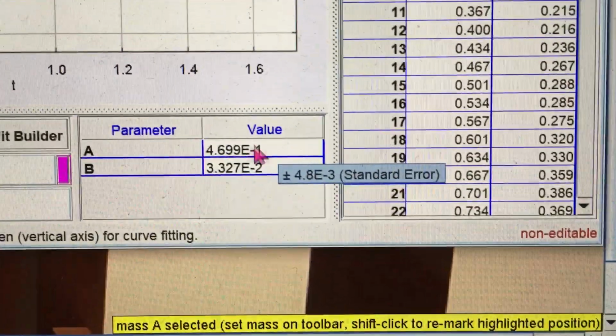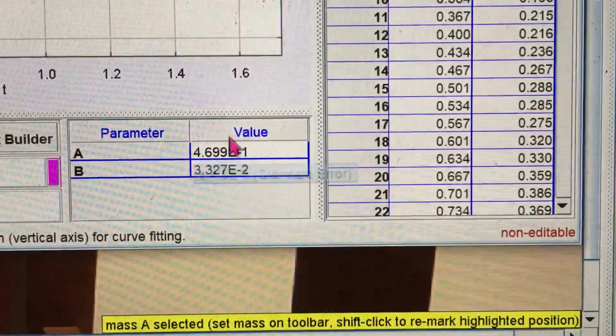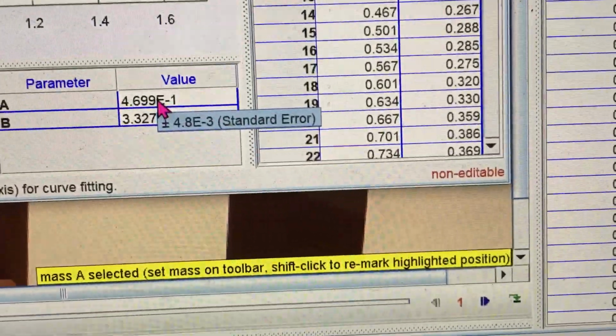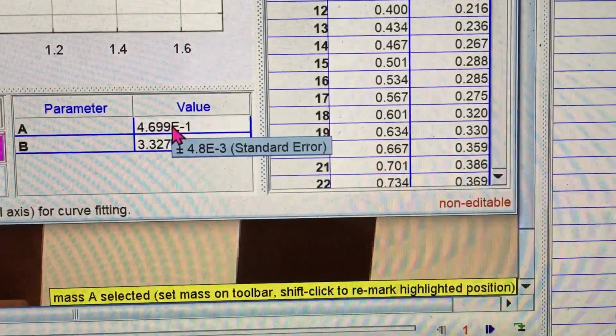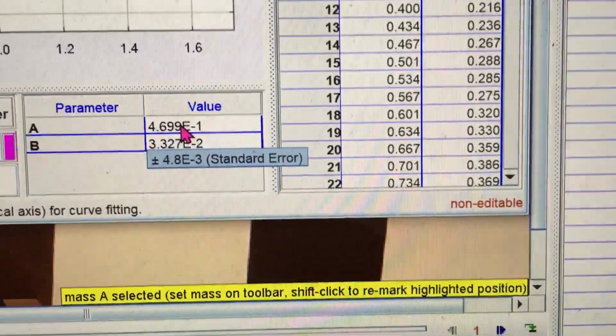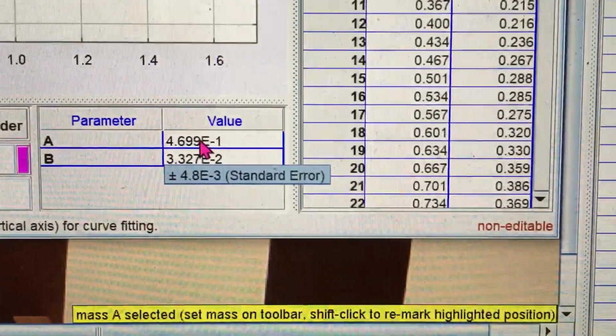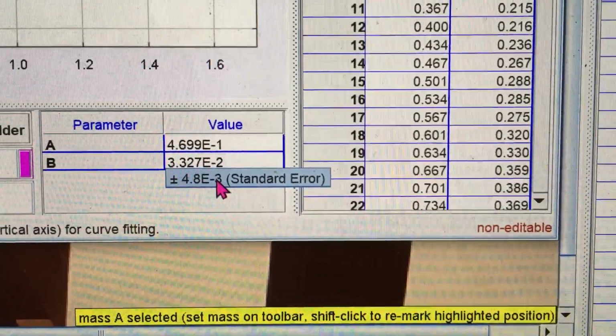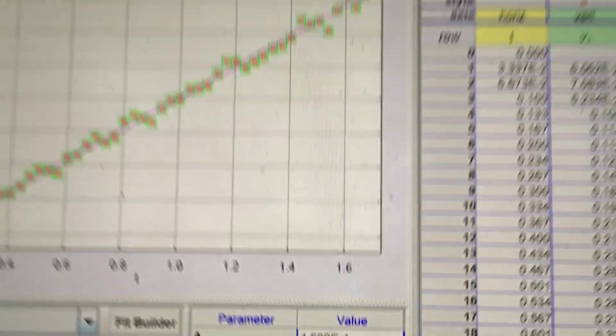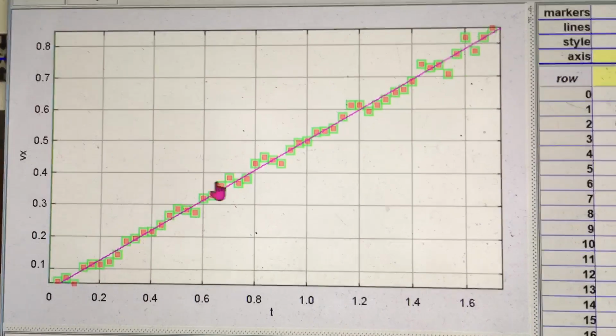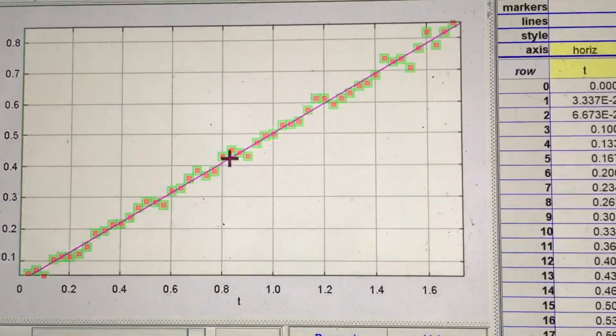What that tells you is that this value here can vary anywhere above and below by 4.8 times 10 to the minus 3. So this number could be this plus this number or this minus this tiny little margin of error, according to your data here. And so that's part of the spread associated with the data.